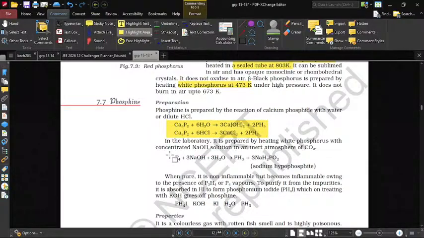In the laboratory, it is prepared by heating white phosphorus with concentrated NaOH solution in an inert atmosphere of CO2. P4 plus 3NaOH plus 3H2O will give PH3 plus 3NaH2PO2, that is sodium hypophosphite.